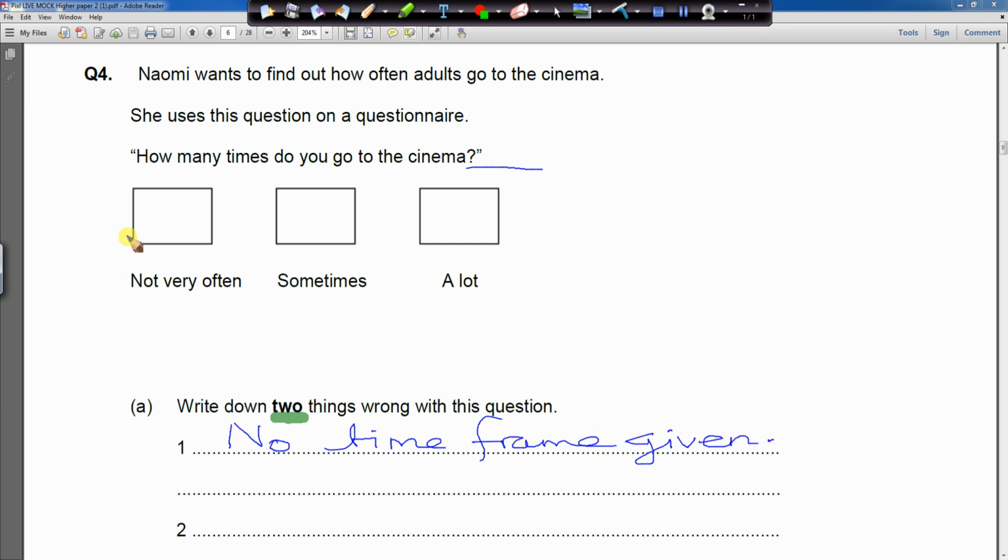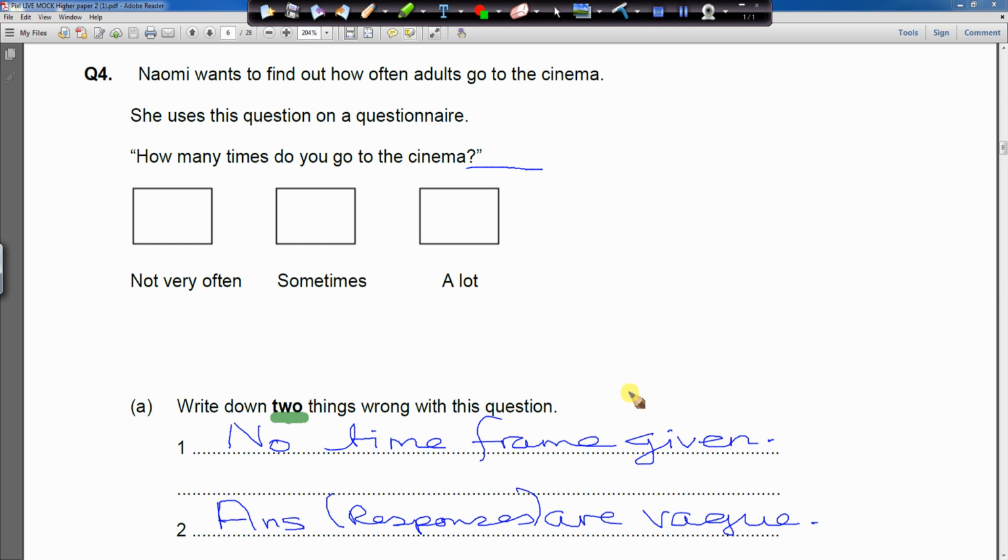The second reason, if you look at the answers, we have it not really often, sometimes a lot. These words mean different things to different people. So we can say that the answers provided, or the responses are vague. They mean different things to different people, so you get different results from the same question. That will do for a full answer for question 4 part A.